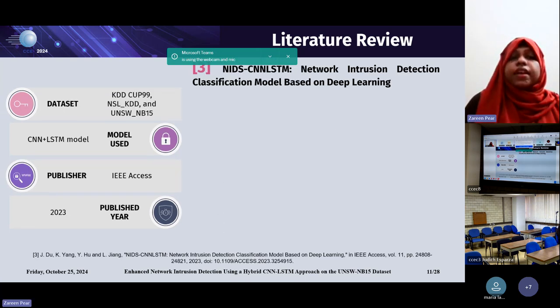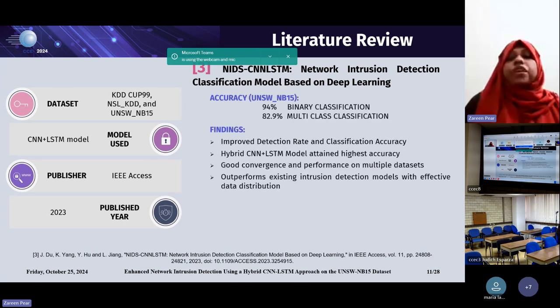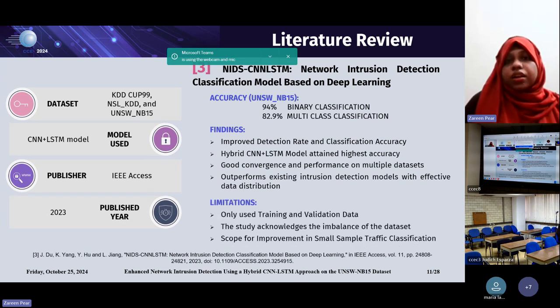The third study also used the CNN-LSTM model with the mentioned data sets and attained very high accuracy using the hybrid technique, but they only showed the results on training and validation data, and they faced some difficulties with imbalanced data. Well, this has opened a scope for our further research that we have conducted.